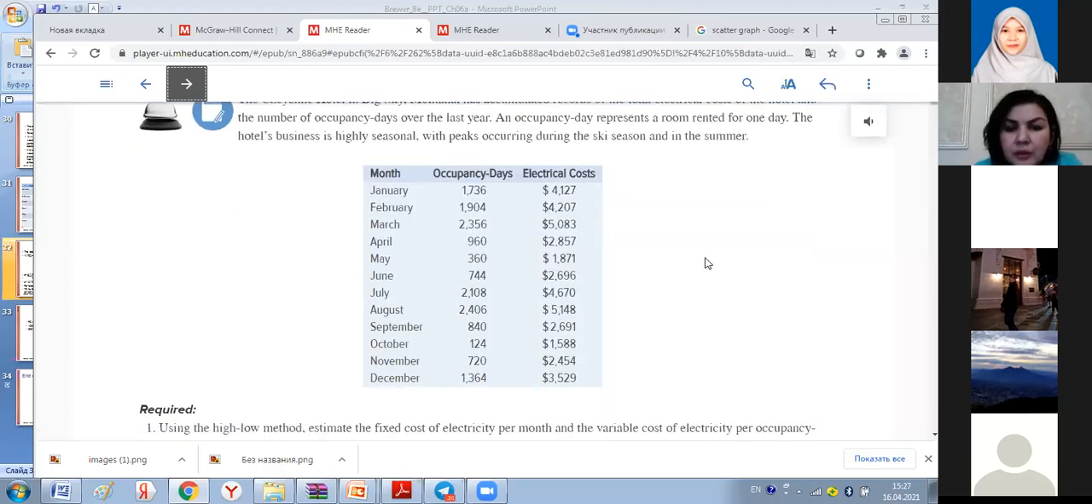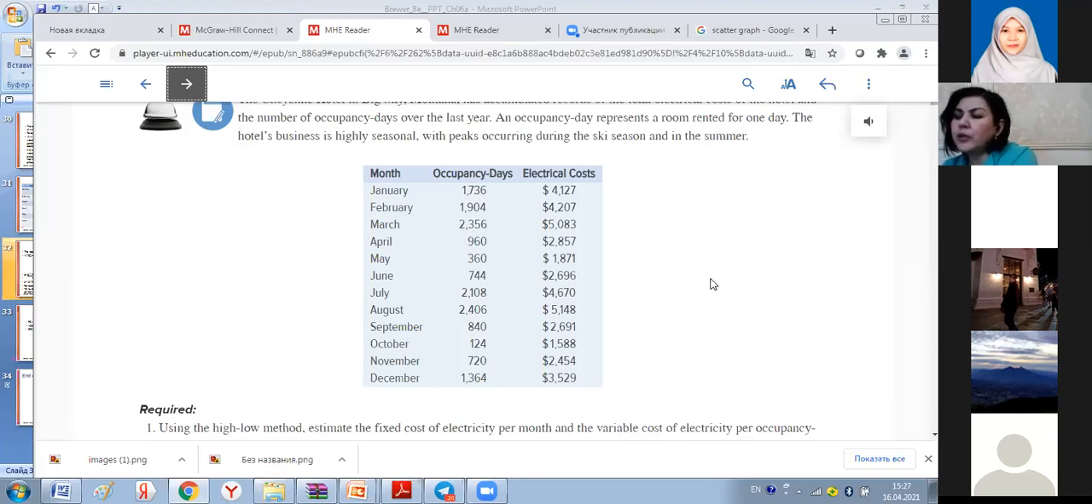So, having this data, you are required to calculate variable cost and fixed cost. I will ask you to do it on your own. I'll give you 5 minutes. Can you quickly calculate using the high-low method?